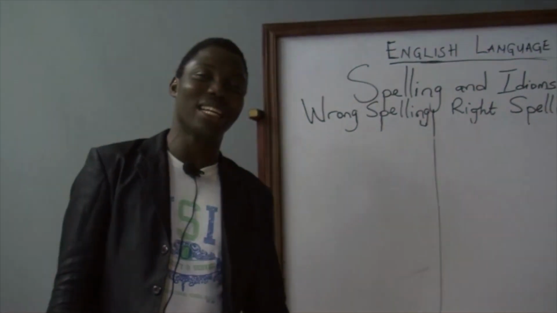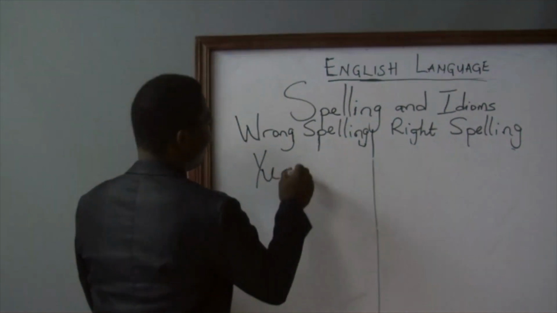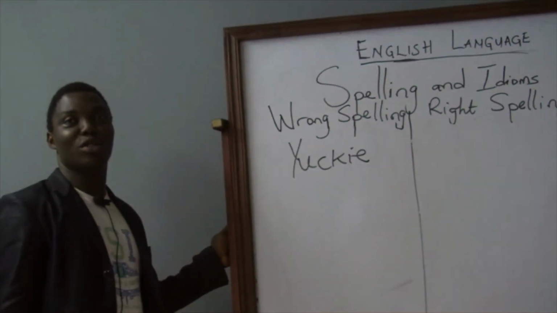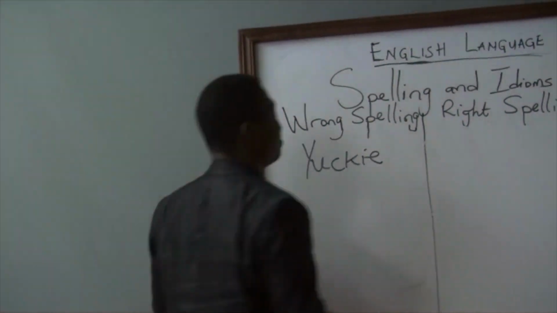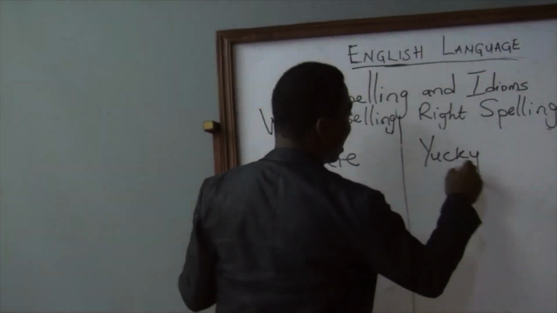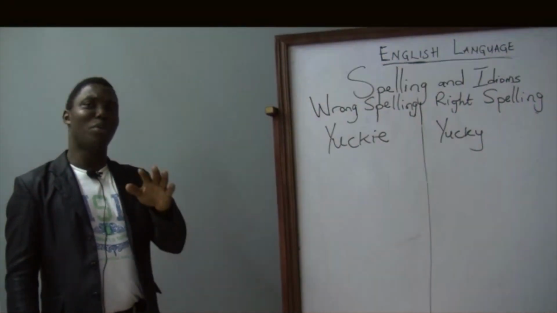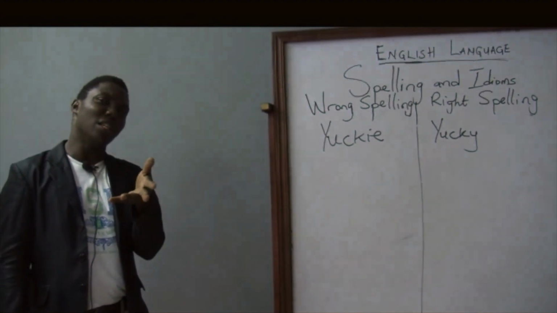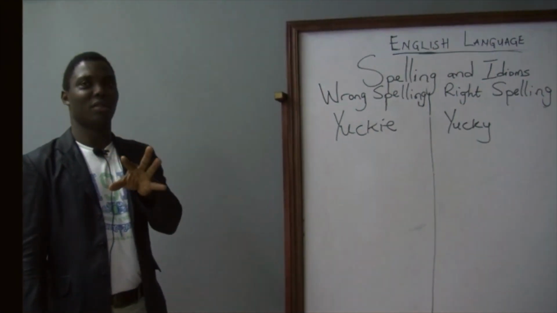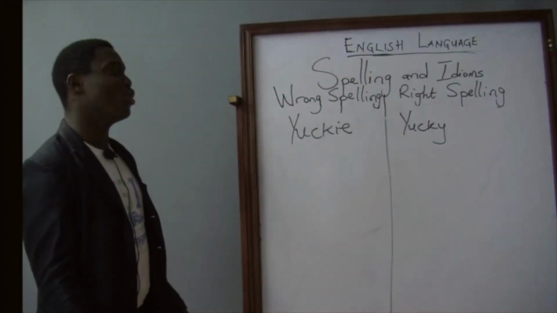We are moving on to letter Y, and that will be yucky. This is a wrong way to spell the word yucky. It should be spelled as Y-U-C-K-Y. Yucky means appalling, unappealing, disgusting, annoying, obnoxious. That is the meaning of the word yucky, and this is the right way to spell yucky.